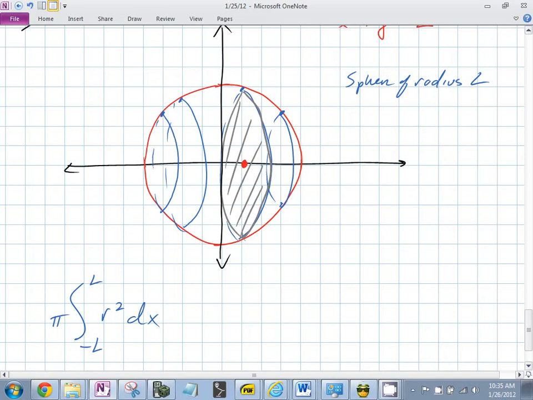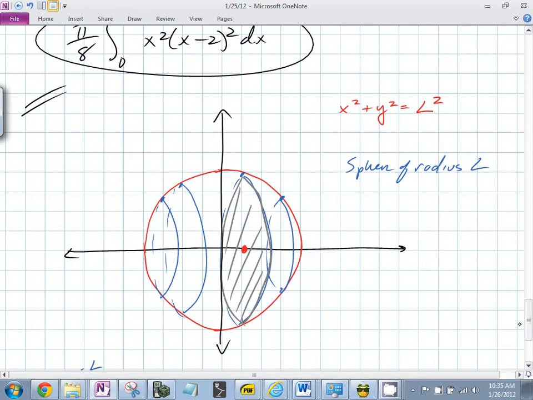Do you agree that the volume of a circle is directly related to the radius? Yes. Does the volume of a sphere change if L changes? Yes. So let's think about this. We need r in terms of x. Well, what do we have here? We know it's a sphere of radius L. So the radius here, let's just draw that in. I'm sorry, the radius of each of these circles is right here. It's this distance right here. That's the height, correct? Also known as the y value.